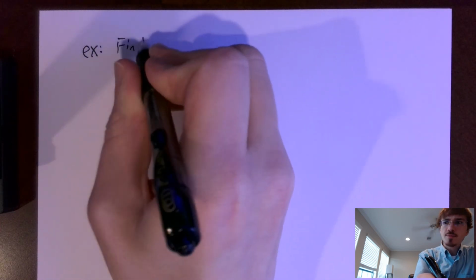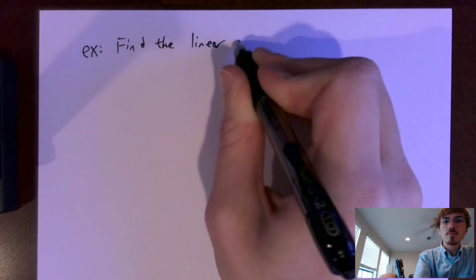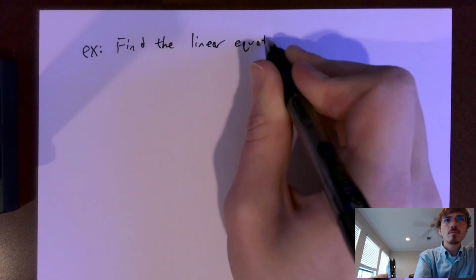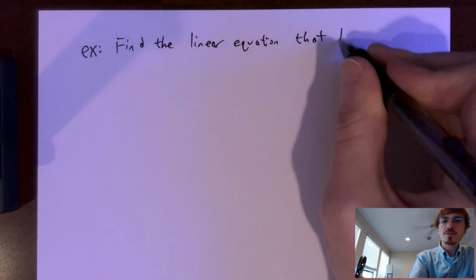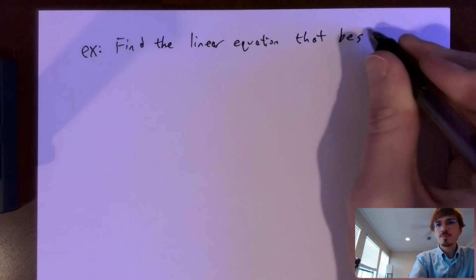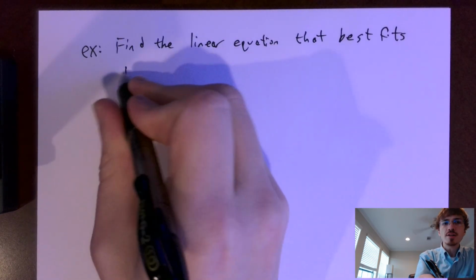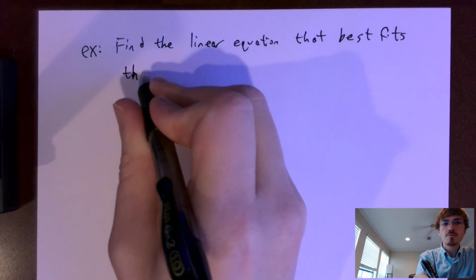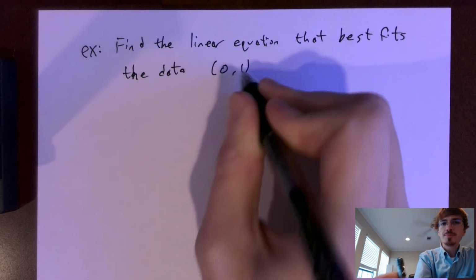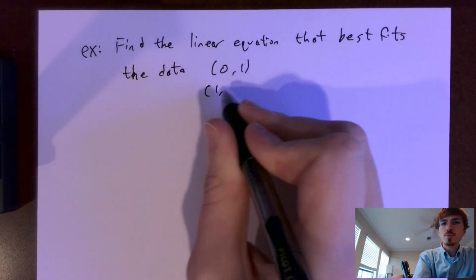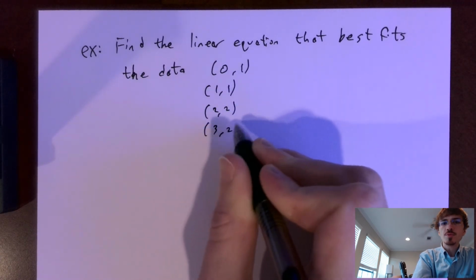Let's find the linear equation that best fits, in the least squares sense, the following data: 0, 1, 1, 1, 2, 2, 3, 2.